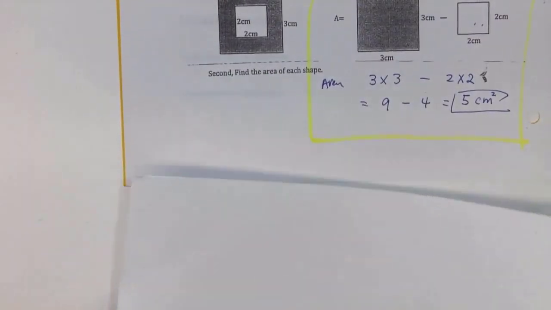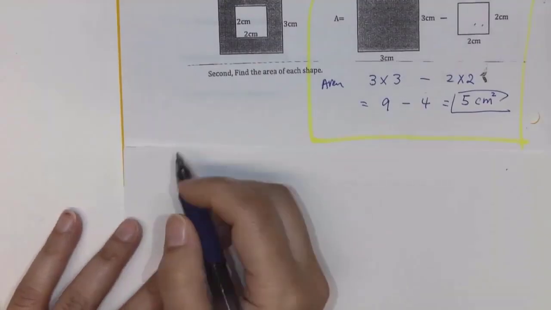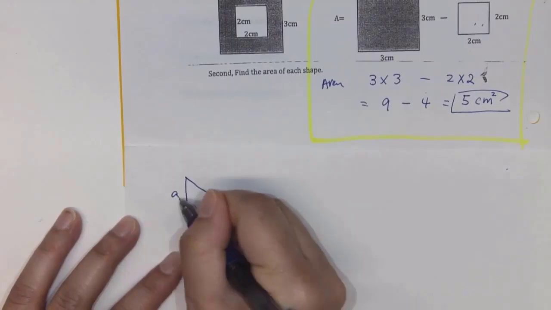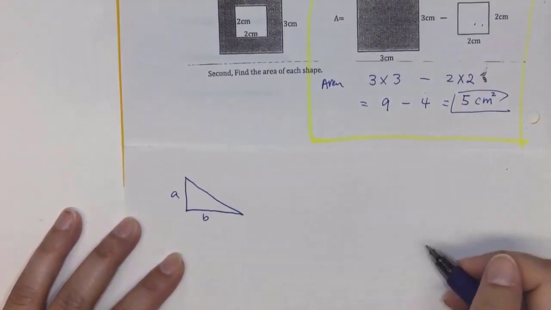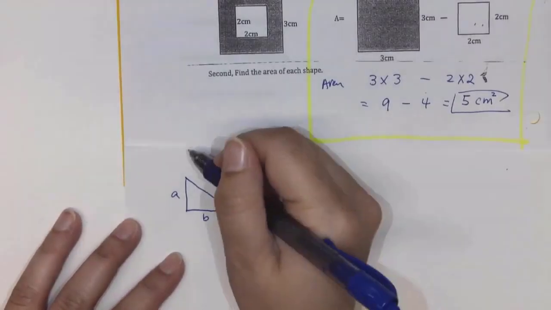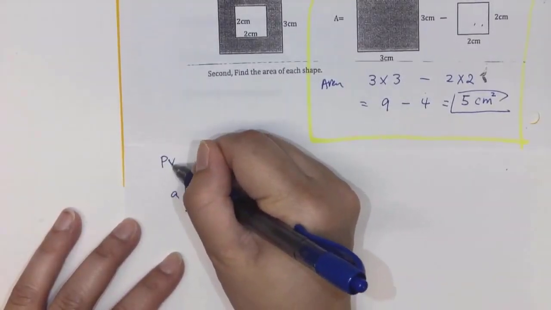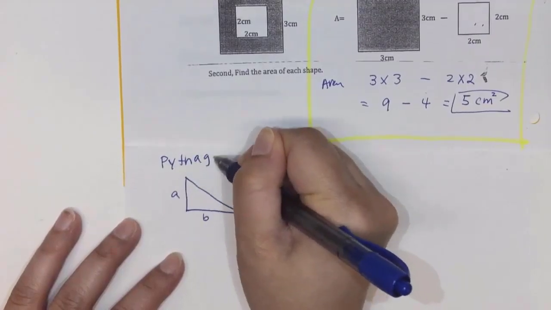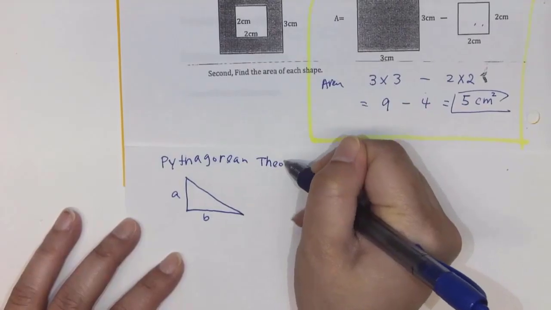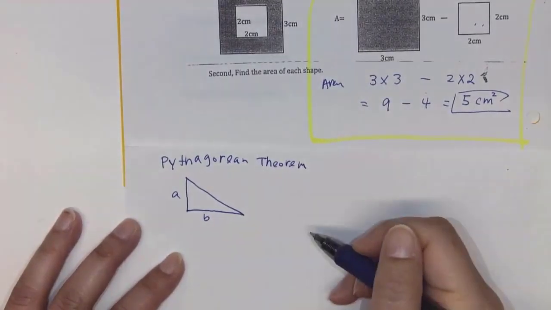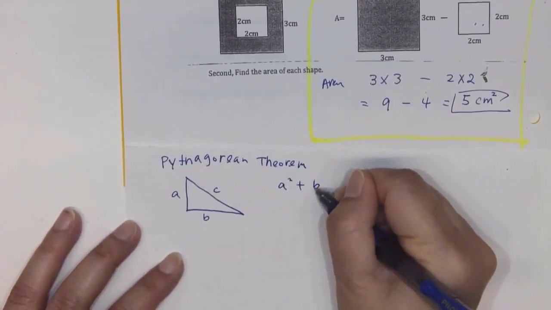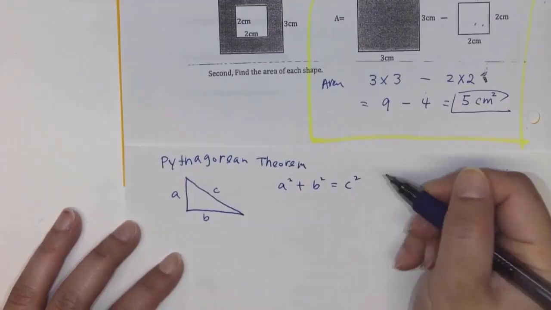If you have a right triangle, if you know one side and one side, how do I find the missing side? Using something called the Pythagorean theorem. How does that work? On the TSI last week. A squared plus B squared equal to C squared.